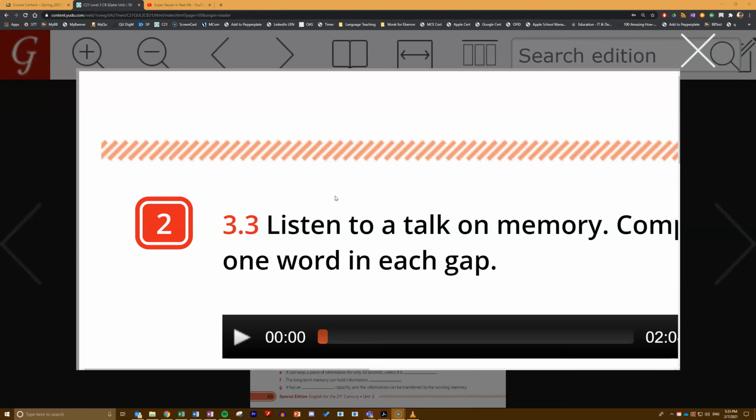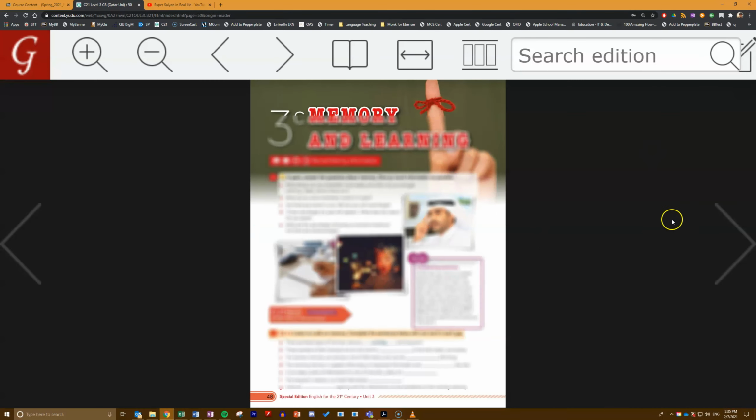Now, make sure you answer the questions in your textbook on page 48 under 3.3 and use those to answer the questions on Edpuzzle. Now we're going to move to section 3, looking at the adverts of 2 different, very different language schools.